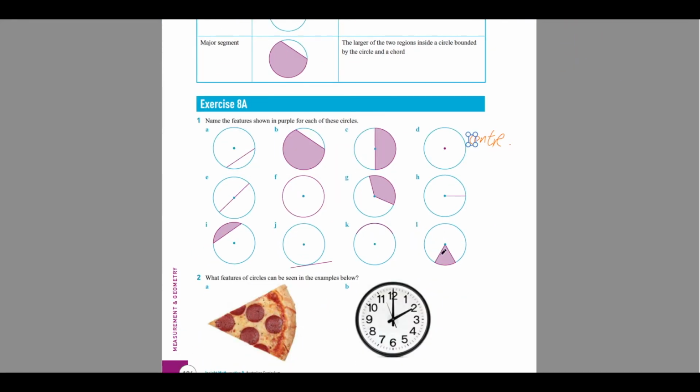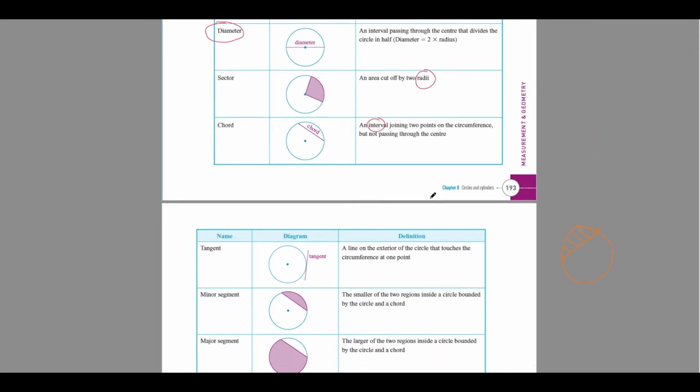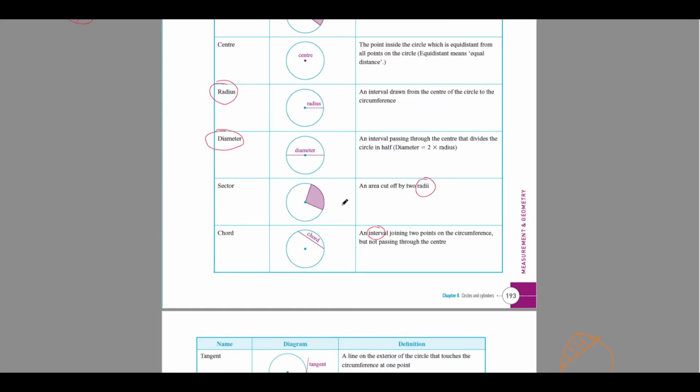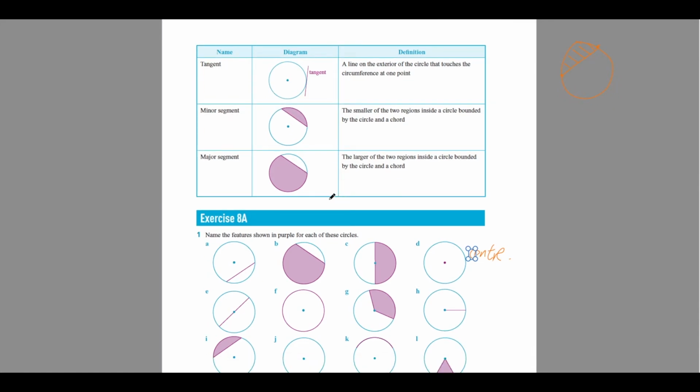Let's look at the L. Okay, L looks like a piece of slice to me. So that is what? A sector, right? So basically, when you do this question, you probably need to refer to this table over and over again, but once you get the hang of it, I think you'll get most of these terms.